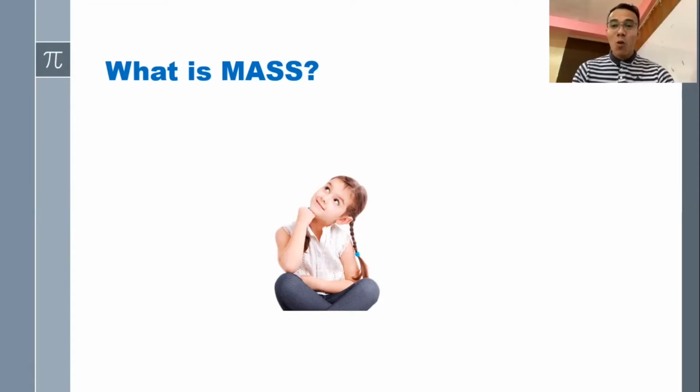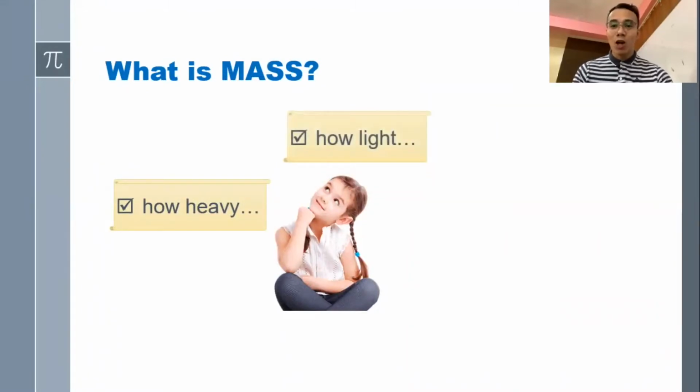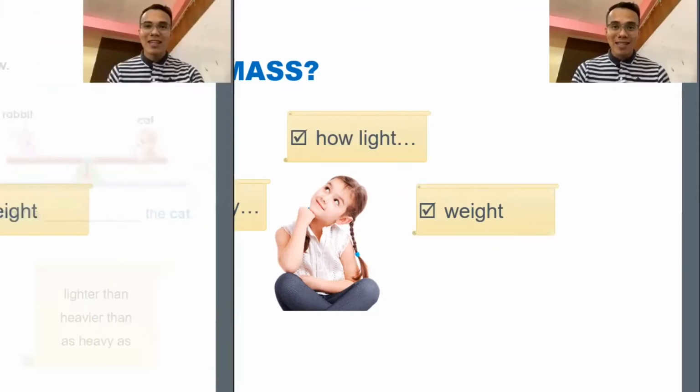Let's see what this girl is thinking about mass. Mass can be defined as how heavy an object is or how light an object is. Mass can also be associated to the word weight. These are the things that you can think of when you hear the word mass.